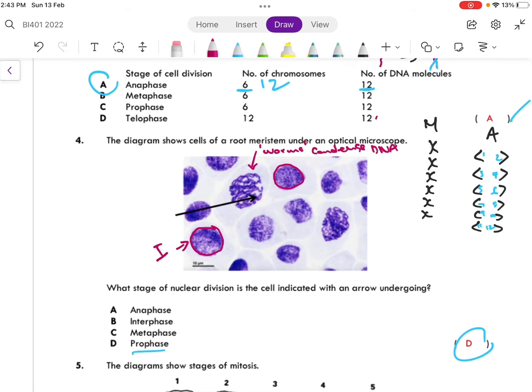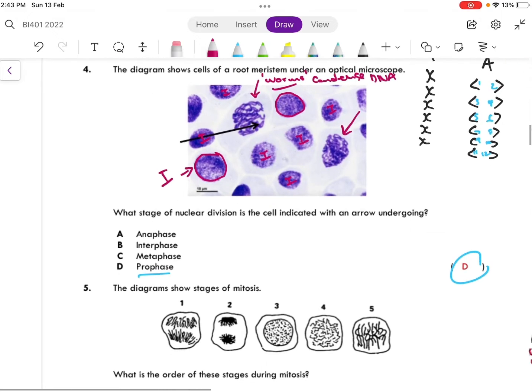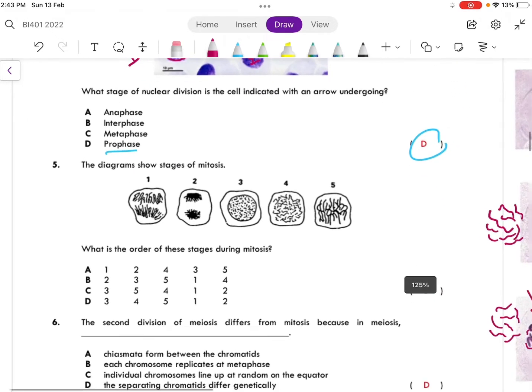Very condensed DNA. So that's why it's prophase. In fact, this one is also in prophase. But the rest of them, I would say they are still in interphase because we don't see any distinct worms. Okay, please don't use the word worms when you're doing your questions. I'm just using worms so that it's easier for us to recognize.